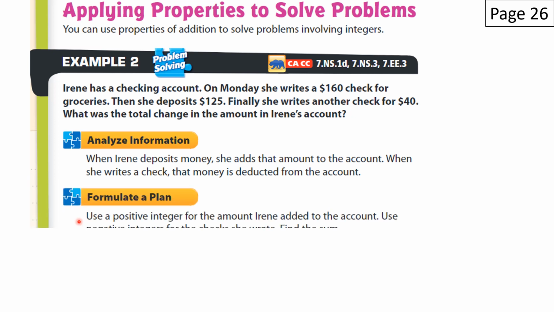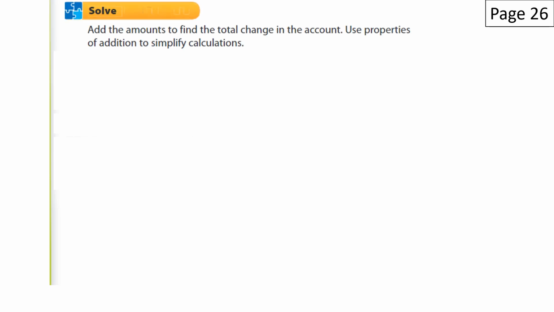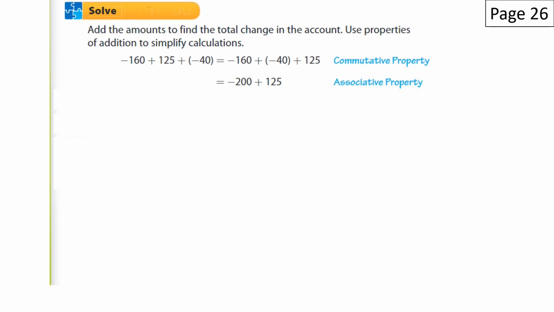Use a positive integer for the amount Irene adds to the account and use negative integers for the checks she writes. So there's a check for $160 taken away. Then she deposits 125, so that adds 125. And then she writes another check for $40, so that's taken away $40 there. Add the amounts together.